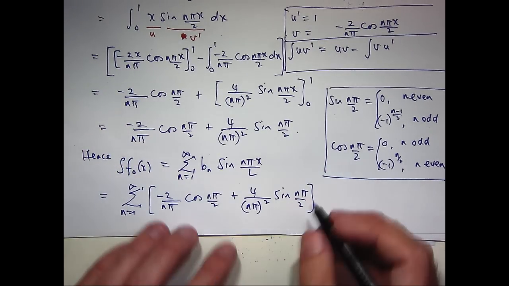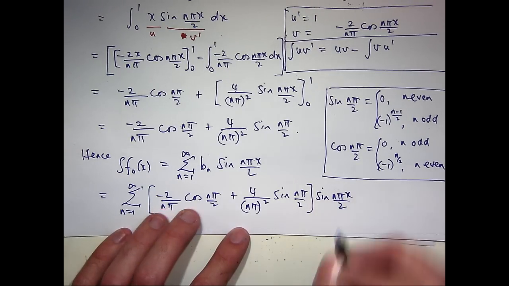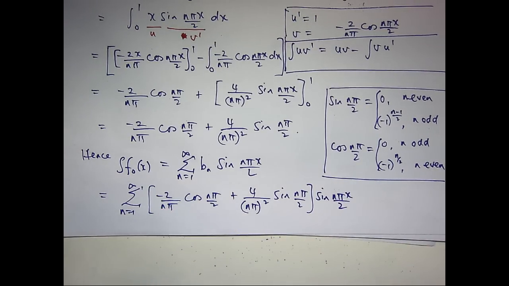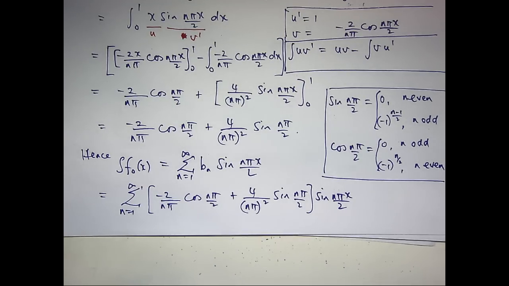So that's my b sub n, and I'm multiplying that by sine n pi x on 2. Now, what I can do is introduce the n odd, n even type approach by splitting the sum up into two sums, and then simplifying with that boxed right-hand side where n's odd in some cases, even in others. So let me show you how we do that.